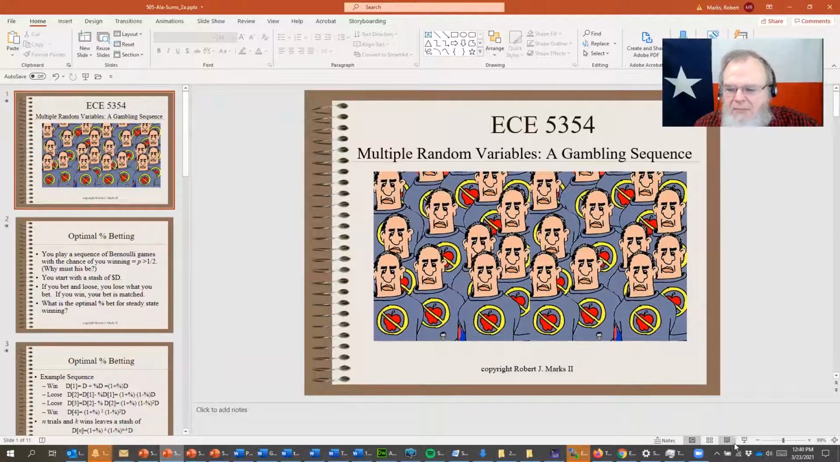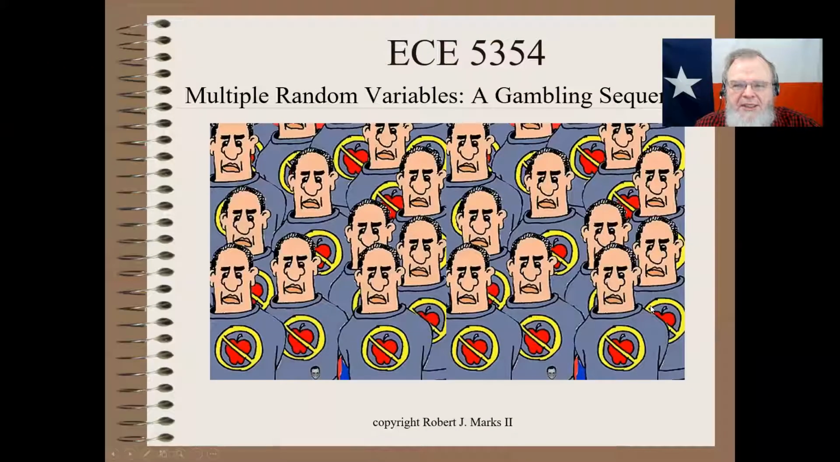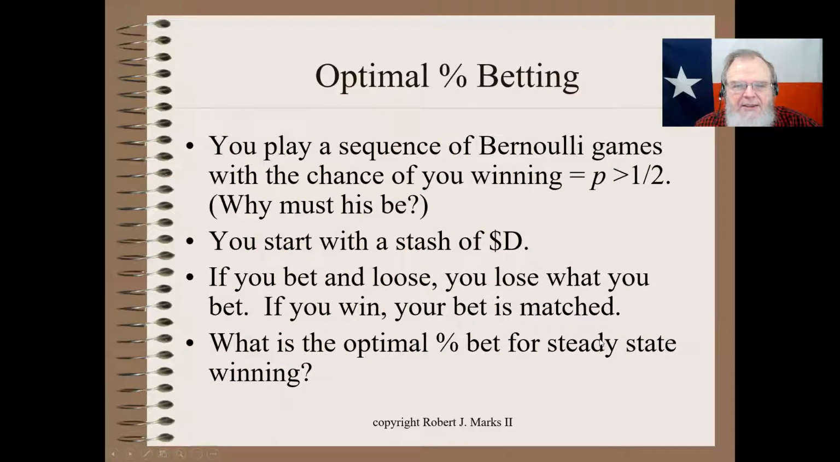Okay, these are multiple random variables. It's a gambling sequence. This is an application of the law of large numbers. And here's the idea. The idea is you play a sequence of Bernoulli games.